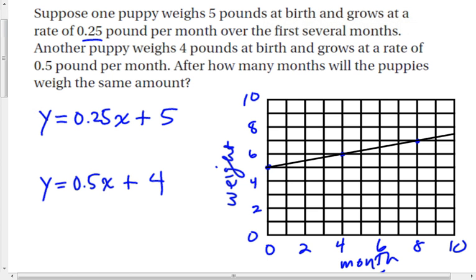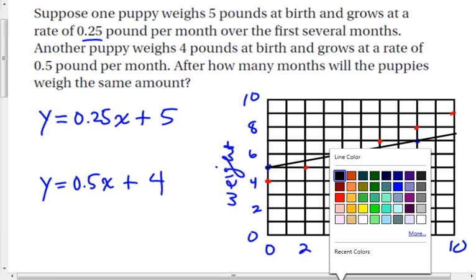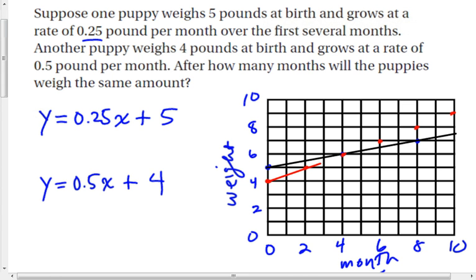Right there. Okay, and then my other puppy is starting at 4. And that one gains a half a pound every month, so in 2 months it will gain a pound. So that'll look like this. And I'll draw a line in for that. I'll change my line color for the other dog. Red line there. All right.